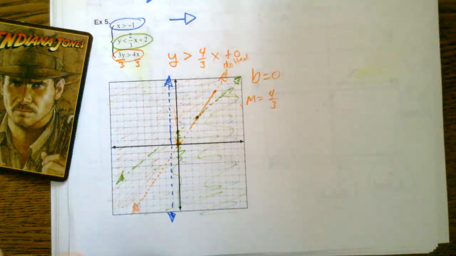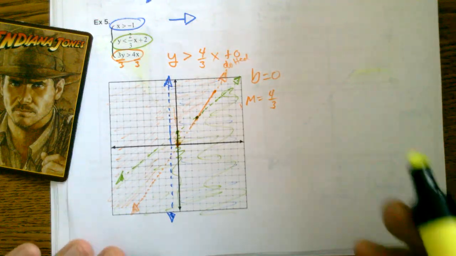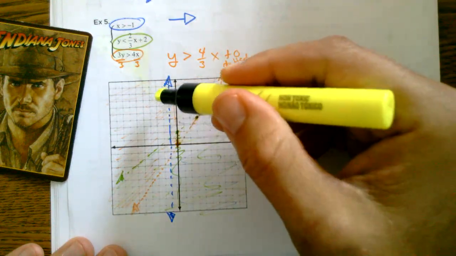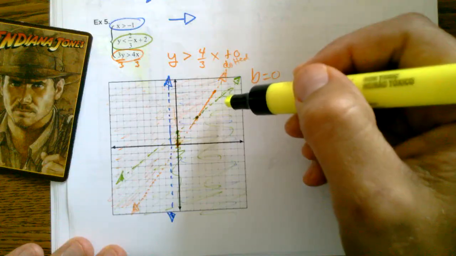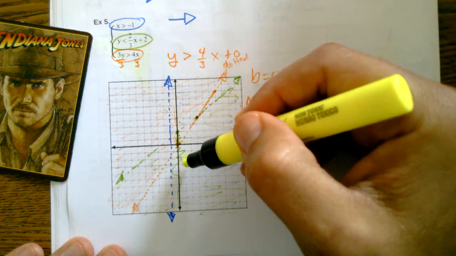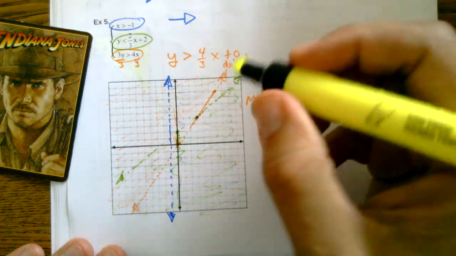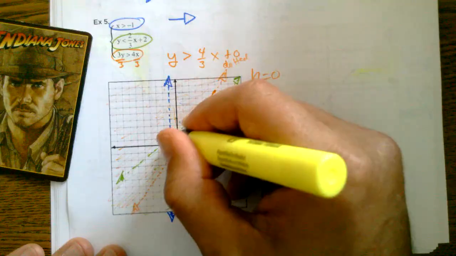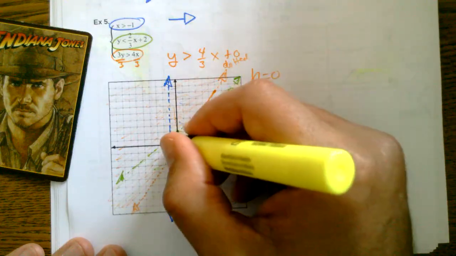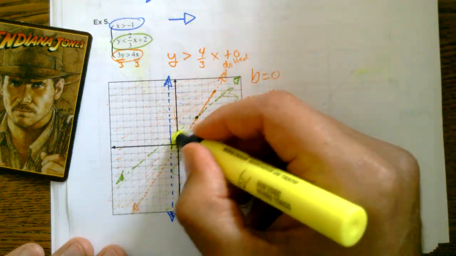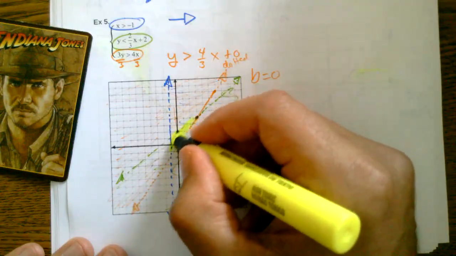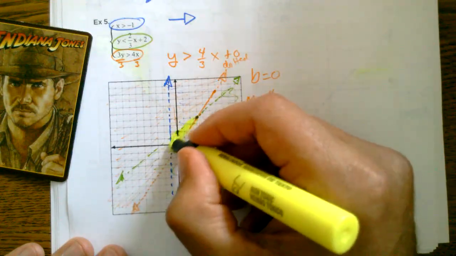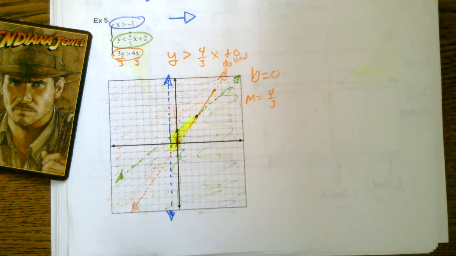Okay. All right. So my answer, if you can kind of tell, I've got to be to the right of blue, below green, but above orange. And if you can kind of tell, it's just this little area right here that is to the right of blue, below green, but above orange. It's just this little triangle here. All right.